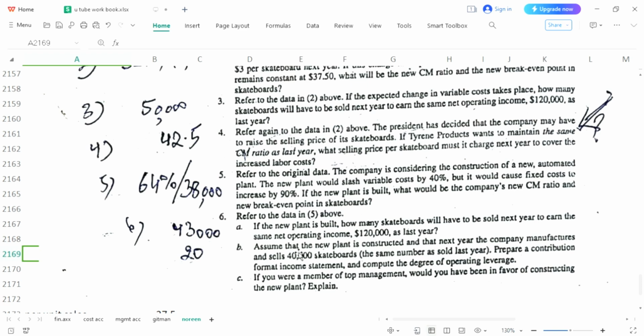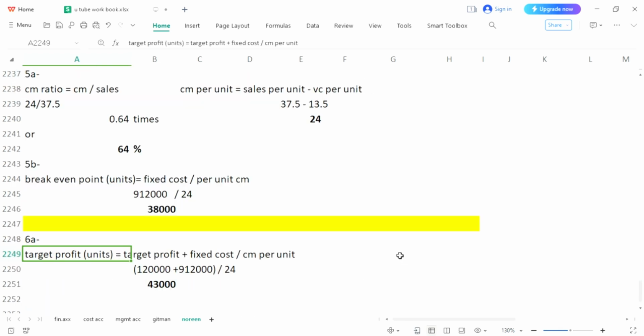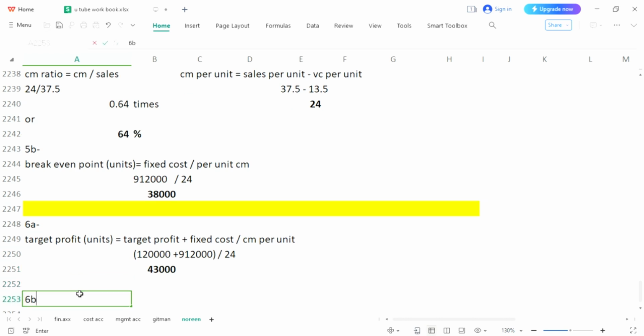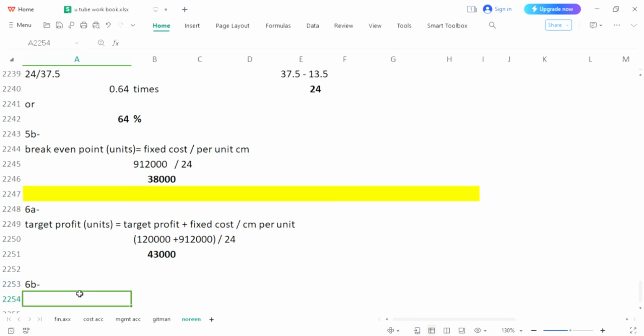Now in B part, assume the new plant is constructed next year. The company manufactures and sells 40,000 skateboards, the same number as old. Prepare a contribution margin format income statement and compute the degree of operating leverage. So we need to make a new income statement, following all the inputs present in the fifth part. So in 6b, we are going to make the income statement.